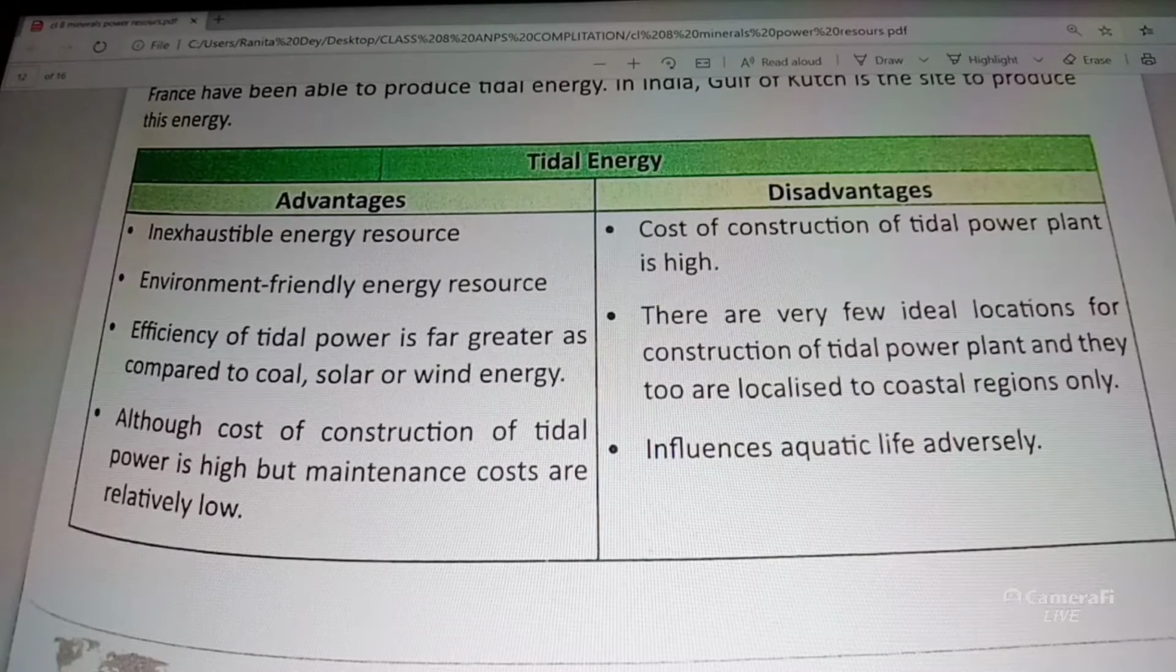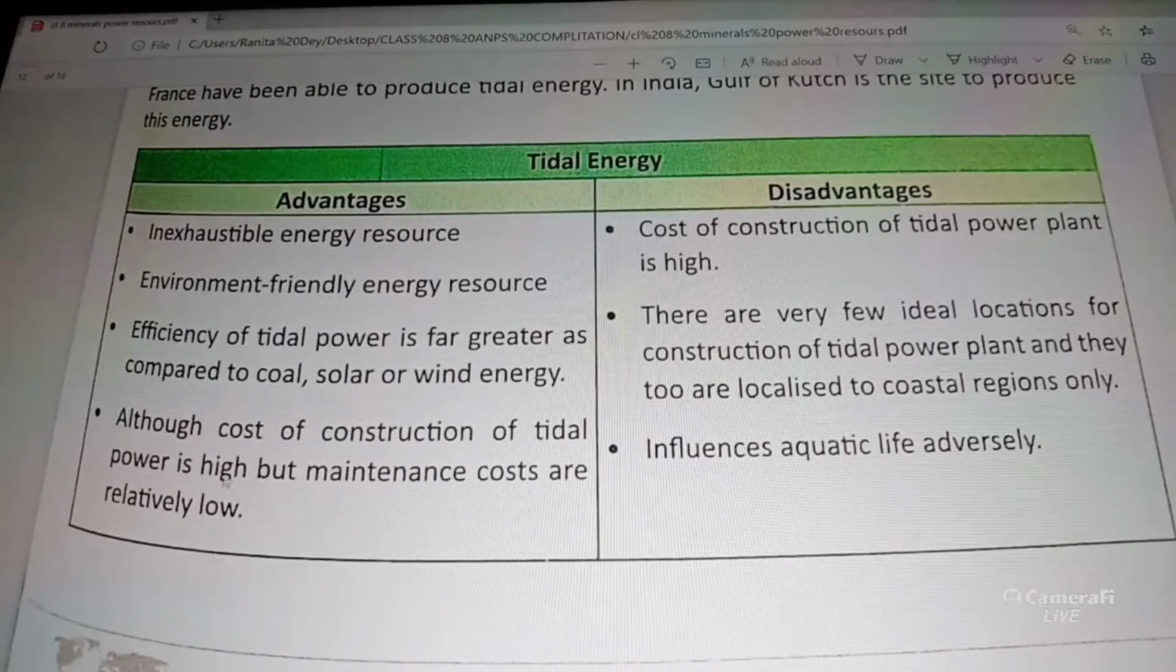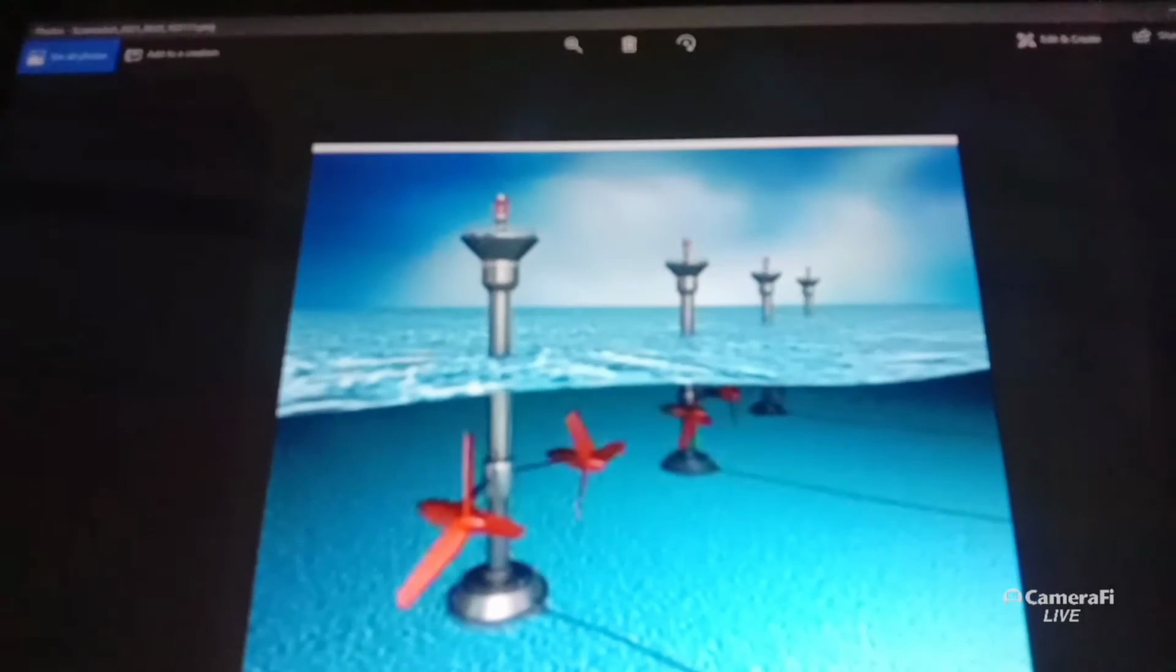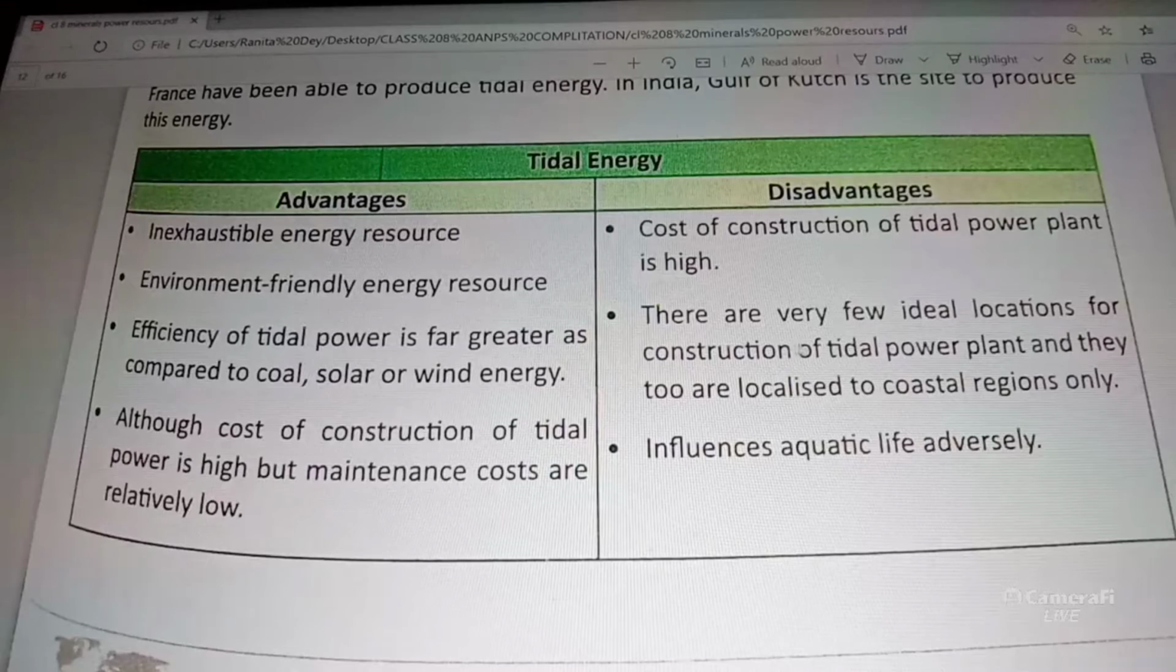If you see that particular area, maintenance cost of the power project on the ocean surface is relatively low. But if we move around the proper plant area on the ocean surface, the cost gets quite high. There are very few ideal locations for construction of tidal power plants, and they are too localized, in coastal regions only.